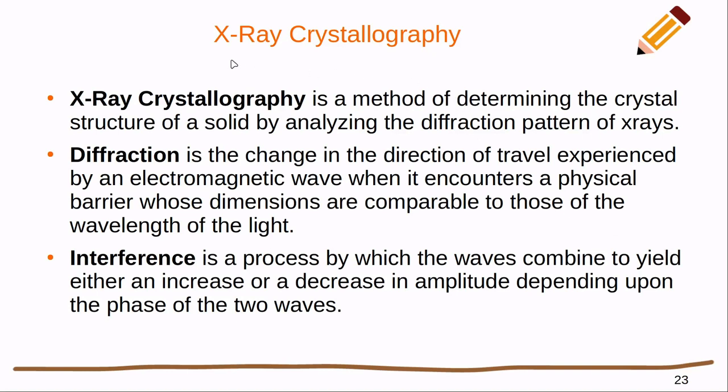All right, let's discuss now for a moment X-ray crystallography. X-ray crystallography is a method of determining the crystal structure of a solid by analyzing the diffraction pattern of X-rays. Diffraction is the change in the direction of travel experienced by an electromagnetic wave when it encounters a physical barrier whose dimensions are comparable to those of the wavelength of light. Interference, which is another word that we're going to need to know, is a process by which waves combine to yield either an increase or decrease in amplitude depending upon the phase of the two waves.